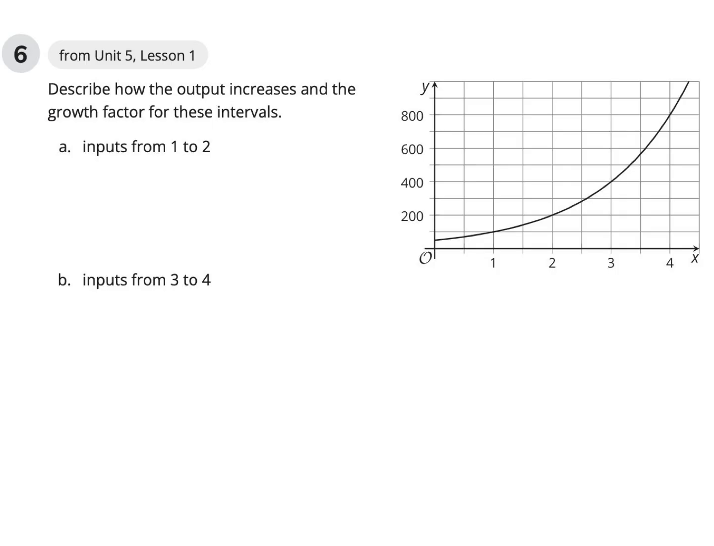Okay, describe how the output increases in the growth factor for these two intervals, inputs 1 and 2. At 100 and 200, it doubles. So the output goes up, it doubles. Now from 3 to 4, what does it do? Say 400 and then 800. It doubles again, so it's the same rate. Even though the outputs are different, it's still doubling on each interval. The same interval of time, the same growth.